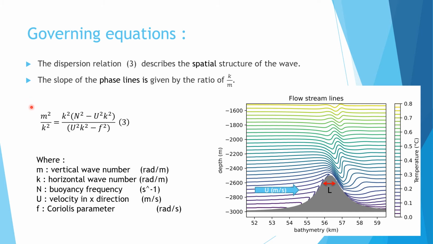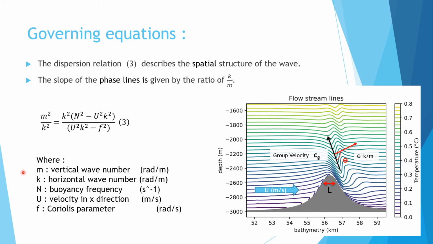From this equation, we can get some important information like the slope of the phase line. This is given by the ratio of k over m. And with this slope, we can also get the angle over here. Just a quick word about this equation over here.